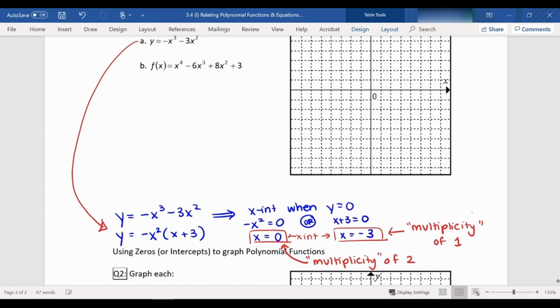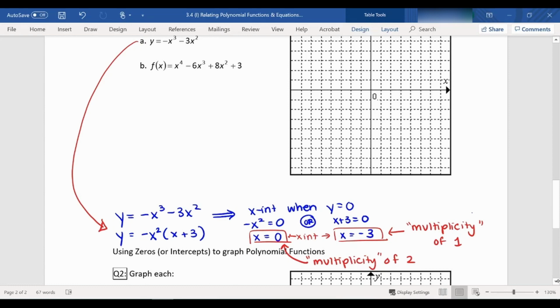Now that's going to help us graph. When we have a multiplicity of 1, it means we're just going to go straight through that x-intercept like we normally do when we graph. If we have a multiplicity of 2, that means we're going to touch the x-intercept and then turn back around. So sort of like if we had a vertex on the x-axis when we draw a parabola, you touch the x-axis and you turn back around. Similar with our multiplicity of 2.